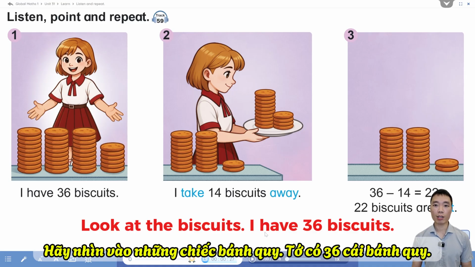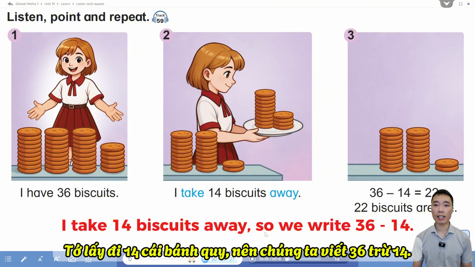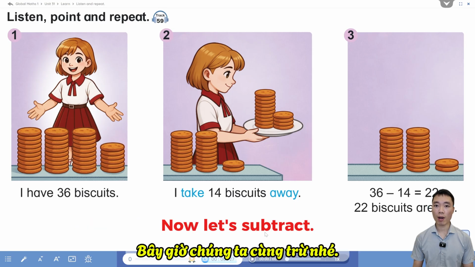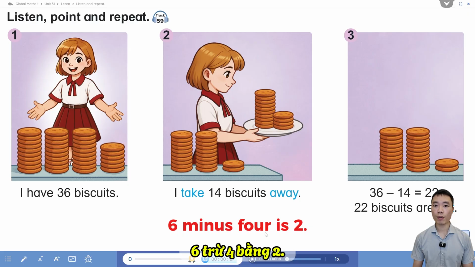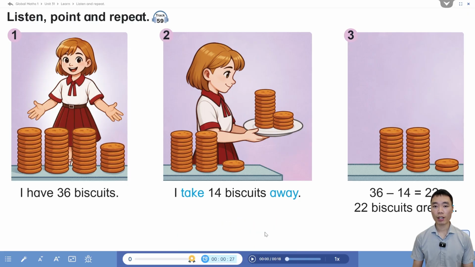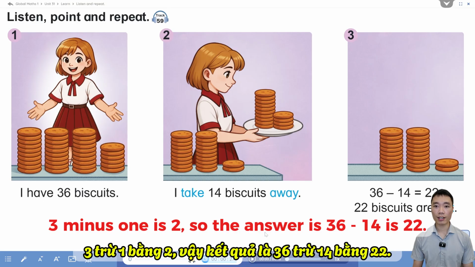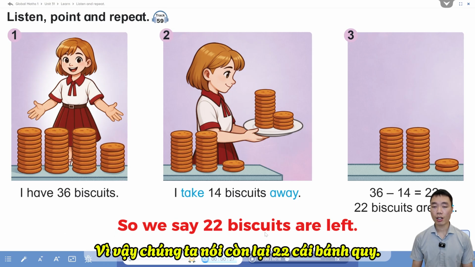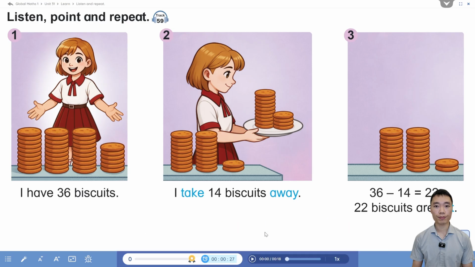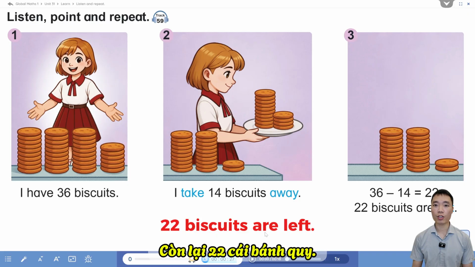I have 36 biscuits. I take 14 biscuits away. So we write 36 minus 14. Now let's subtract. 6 minus 4 is 2. 3 minus 1 is 2. So the answer is 36 minus 14 is 22. So we say 22 biscuits are left.